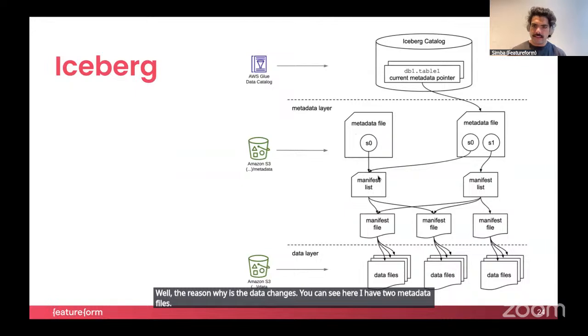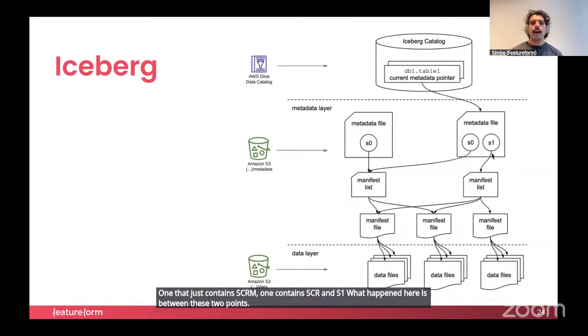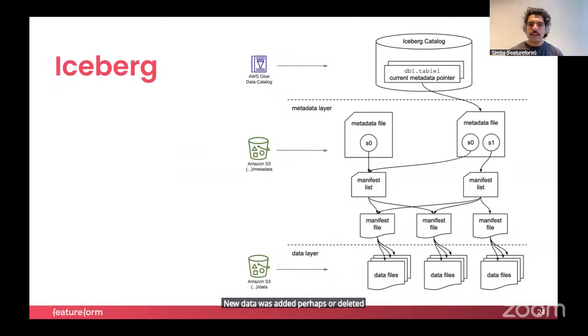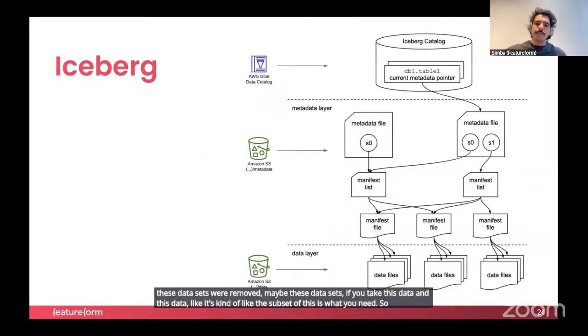One that just contains S0 and one contains S0 and S1. What happened here is between these 2 points, new data was added perhaps or deleted or some change happened. So S1, this manifest list, is actually maintaining a delta. Like, hey, maybe these data sets were removed, maybe these data sets, if you take this data and this data, it's kind of like the subset of this is what you need. So it specifies how to build the data set from the deltas.